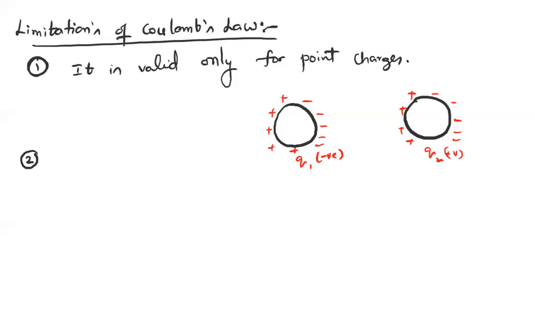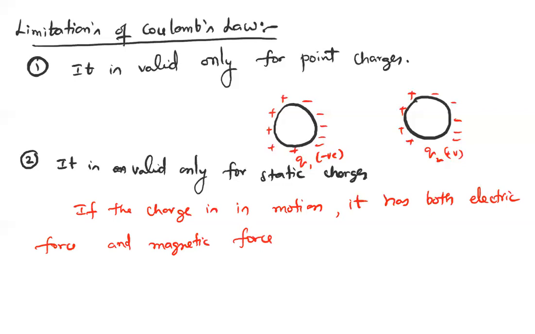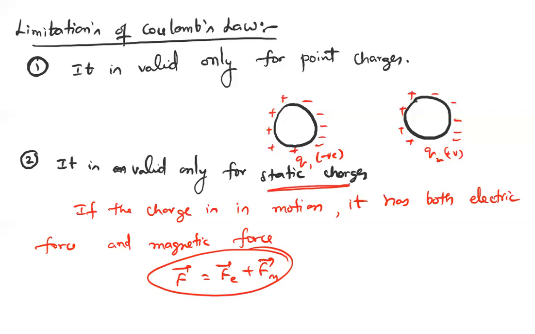Now, the second limitation: Coulomb's law is valid only for static charges. Sir, why static charges? A stationary charge can produce only an electric field, but a moving charge can produce both electric and magnetic fields. Due to that reason, a magnetic force of interaction also takes place between the two charges. Therefore, if the charge is in motion, it has both electric force and magnetic force. Therefore, net force is equal to F electric bar plus F magnetic bar. That means the net force will not be given by Coulomb's law alone, since the additional magnetic force comes in.